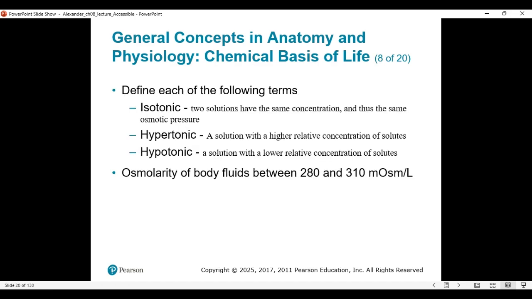They want you to define these other terms. Again, I've done the work for you. Isotonic, and this is important to us when we're talking about fluid replacement in a patient, right? So isotonic is two solutions that have the same concentration, so they're going to have the same osmotic pressure. Hypertonic is a solution with higher concentration, and hypotonic is a lower relative concentration.